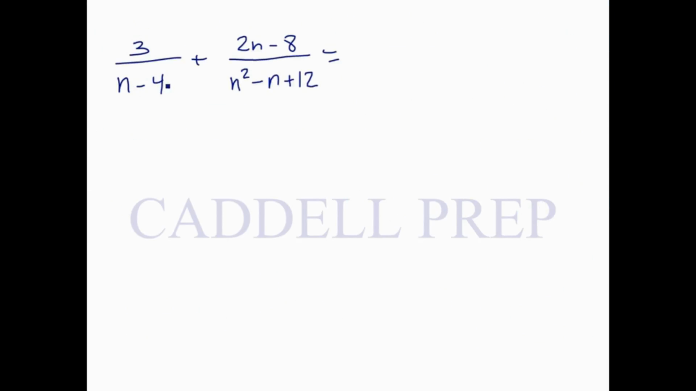Let's look at a more difficult one. 3 over n minus 4 plus 2n minus 8 over n squared minus n plus 12. So we can do the same thing we did before and just multiply these together to get our common denominator. And that would be perfectly acceptable. But this is going to be a little bit complicated because we have a trinomial here, and then we have a binomial, so when we multiply these, they're going to be pretty big expressions. We'll still get the correct answer, do everything correctly, but it could be a little difficult.